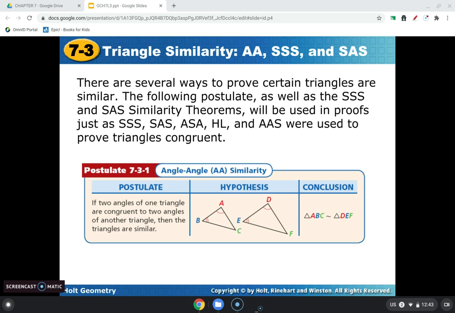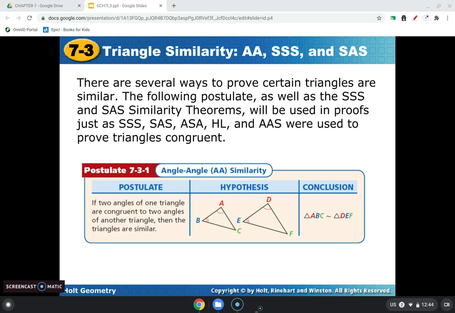This is our geometry lesson 7.3, triangle similarity: angle-angle, side-side-side, and side-angle-side. Remember in chapter 4, we proved triangles congruent. There were 5 ways to do that. To prove triangles similar, there are only 3 ways that you need to know.